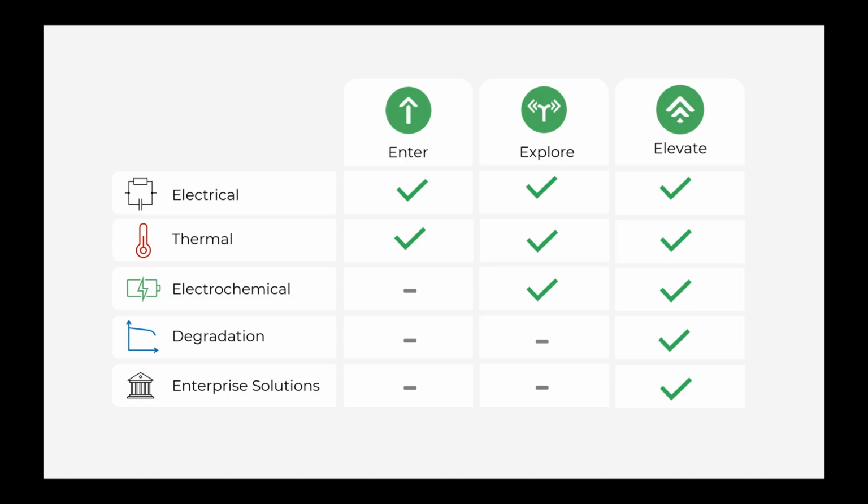So looking at Enter, you get the equivalent circuit models and thermal. Explore unlocks the electrochemical models, so the Doyle-Fuller-Newman and the single particle model for the different cells. And then Elevate also includes degradation models for the cells, as well as enterprise level bespoke solutions.